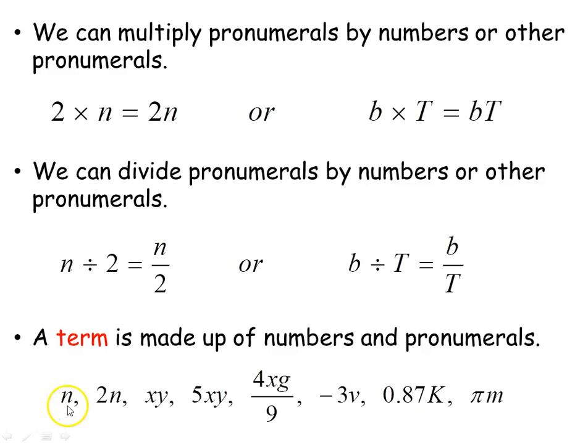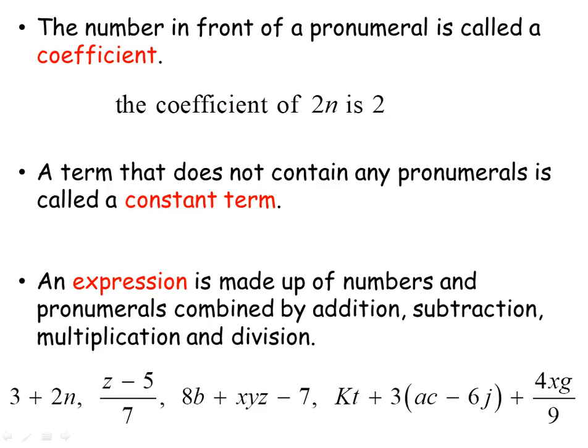Now a term is made up of numbers and pro-numerals. So some examples of terms are n, 2n, x times y, 5 times x times y, 4xg over 9, negative 3v, or 0.87k, meaning 0.87 times k, or the number pi times m, pi m. The number in front of a pro-numeral is called a coefficient. So the coefficient of 2n is 2. A term that does not contain any pro-numerals is called a constant term.